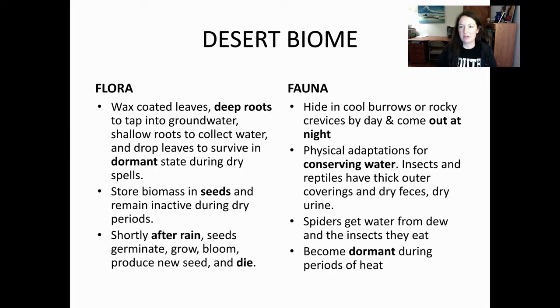Fauna, or the animals, tend to come out at night. A lot of nocturnal critters in the desert, and they have a lot of adaptations for conserving water since there is very little water in deserts. Spiders are common in desert environments, and then a lot of these animals and insects can become dormant during certain periods of time when it's excessively hot. So they can basically put themselves to sleep and wake up when the conditions are more favorable.